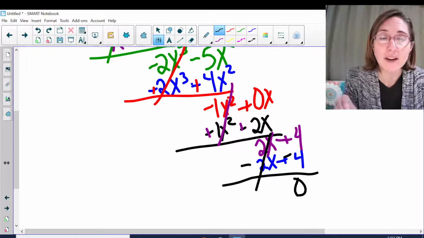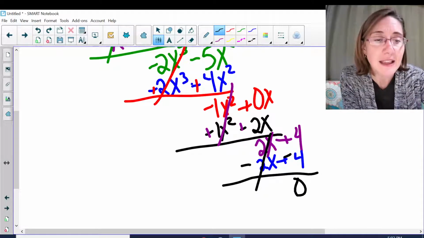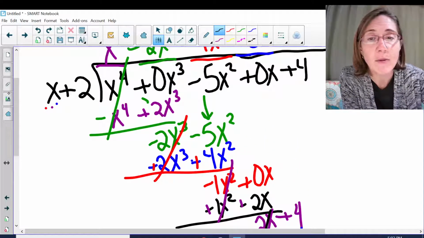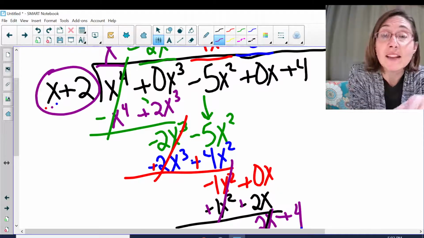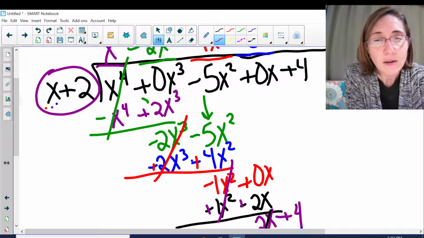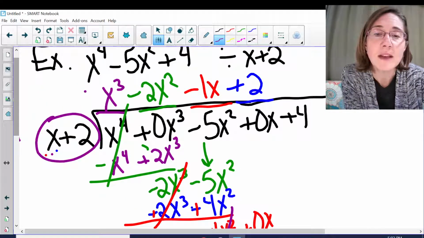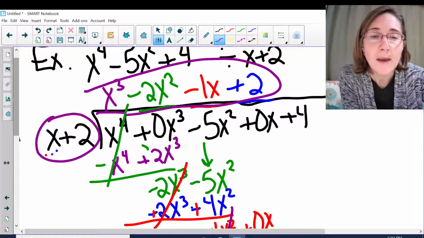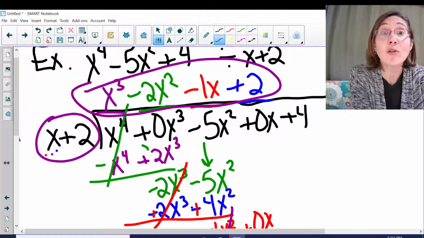So this is actually an interesting problem. I didn't get a remainder. This divided nicely, it divided perfectly. What that means is that x plus 2, that we were dividing by, is a factor of this polynomial. That will come into play later. So we don't have to write anything with the remainder because there's not one. Our answer is x cubed minus 2x squared minus x plus 2. So that is how you do polynomial long division.